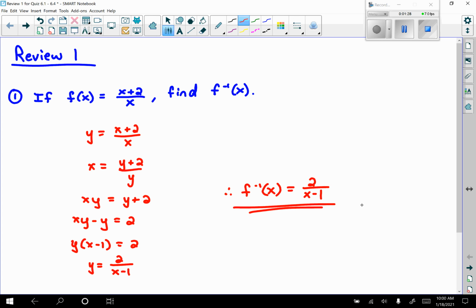Now as you're just practicing these, you can always check. If you go to Desmos and you graph f of x and then you graph the inverse, and then also graph the line y equals x, both of these graphs should reflect over that line y equals x. So this problem was from section 6.1.